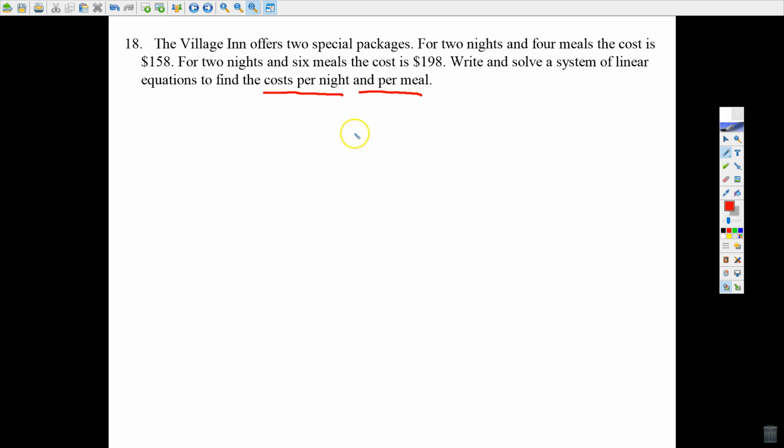So if you're wondering, how do I set up the variables? Well, the variables should answer the question. So I'm going to let x represent the cost of a night. And y will be the cost of a meal.